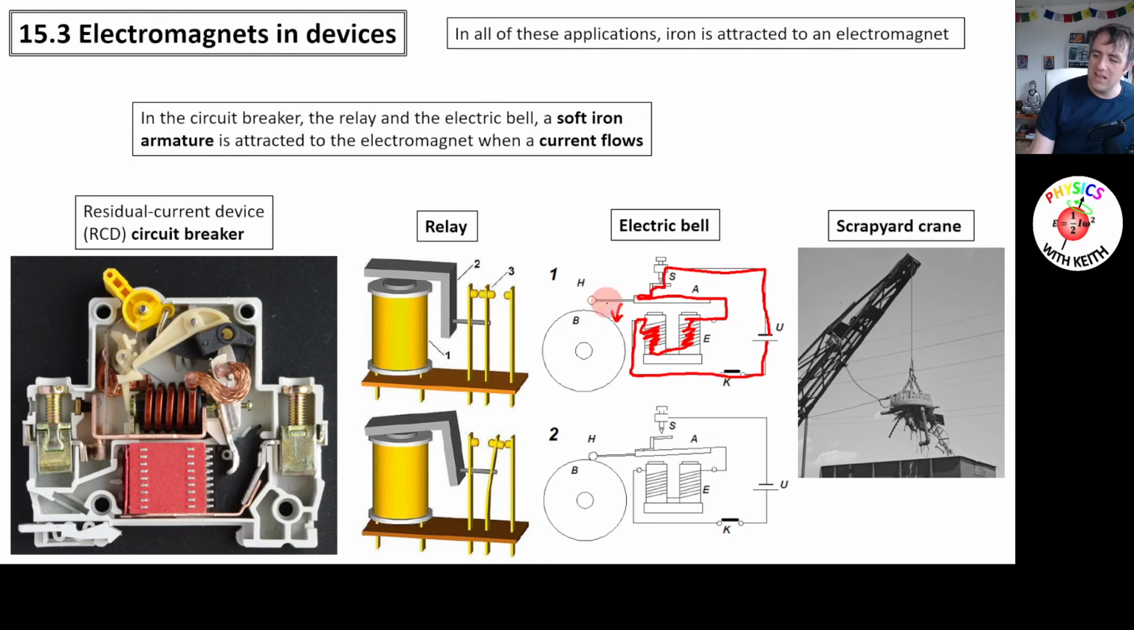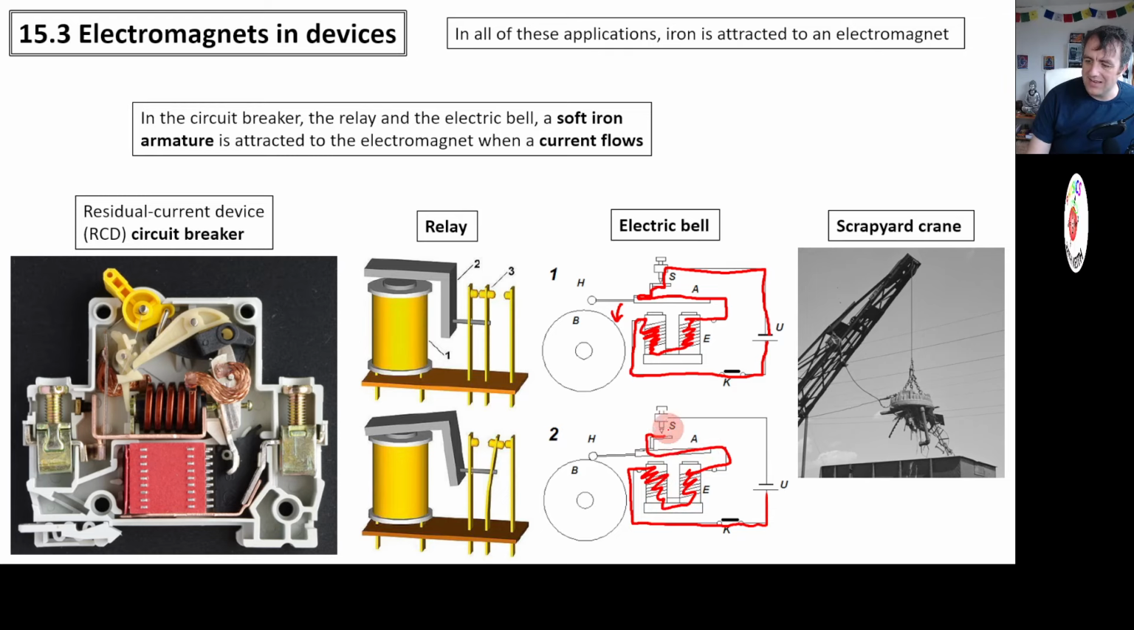But as A is attracted towards E, we end up with this picture on the bottom. This contact switch S, which was in contact, now isn't. So now there isn't a route. If we follow this route, the current can't get to S. There's a broken circuit. So the current switches off. Well, if the current switches off, then E is no longer an electromagnet. And if E is no longer an electromagnet, it's no longer attracting A.